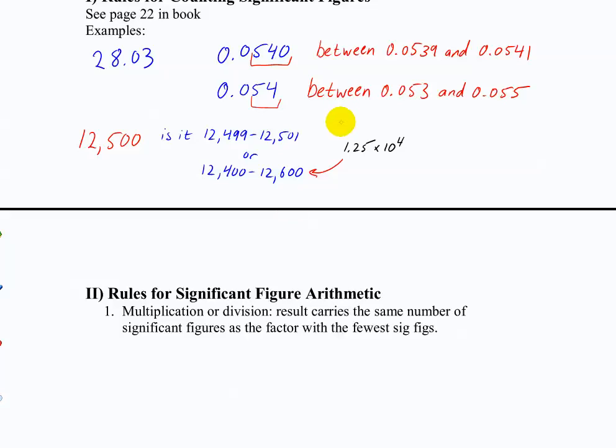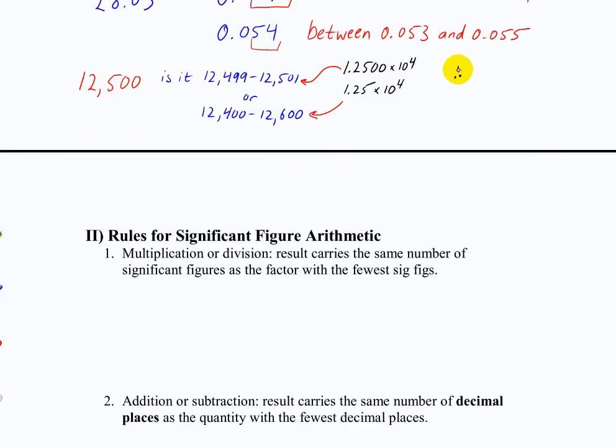If we express it as 1.2500 times 10 to the fourth, then we are clearly and unambiguously talking about this. And if we express it as 1.250 times 10 to the fourth, we are clearly talking about the range of 12,490 to 12,510. So three different possible ranges of uncertainty that we need to communicate clearly. And doing it that way over on the left is not communicating it clearly.